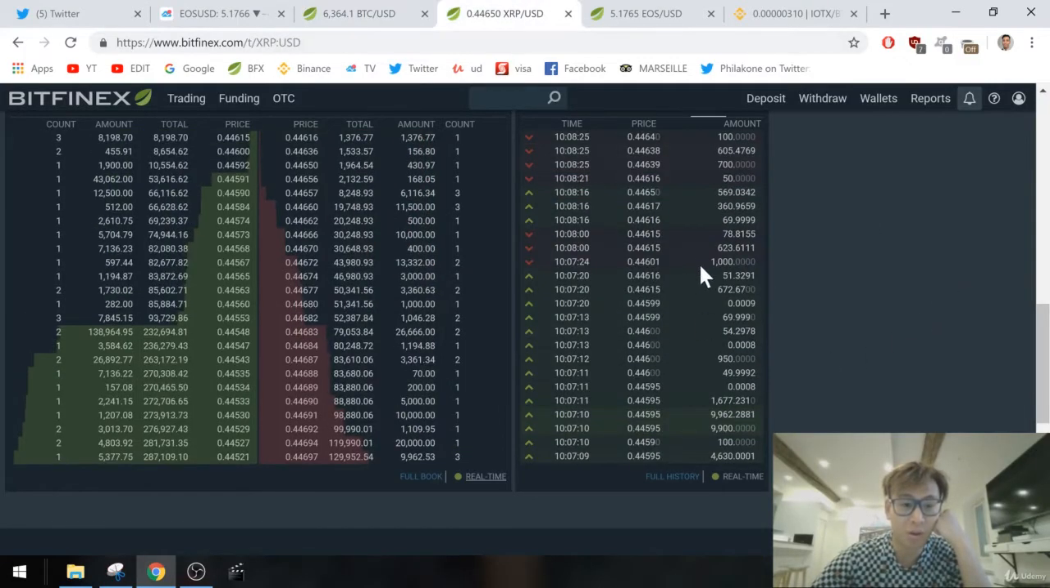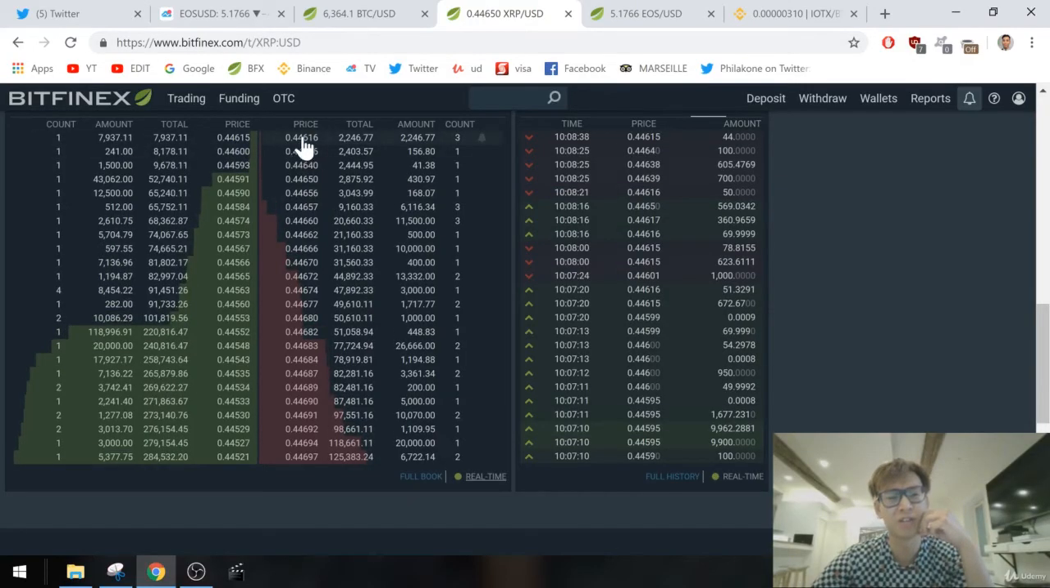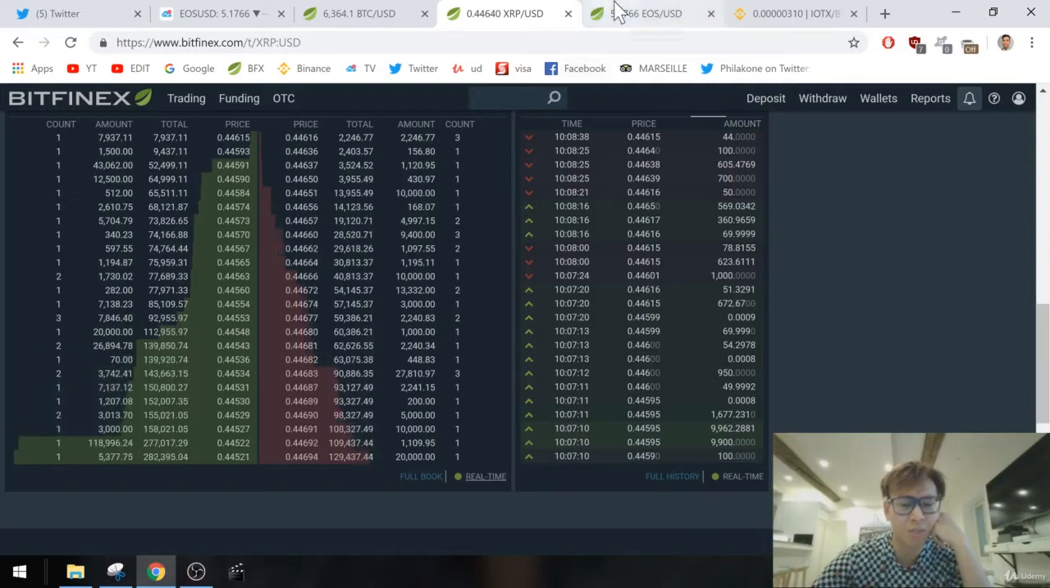We see Ripple, just lots of resistance around the 455 range. I'll just say the 45, 46 range. It's a little bit easier just to use the second and the third digits after the decimal there. So we see here 46, 46. Lots of resistance there to go upwards.